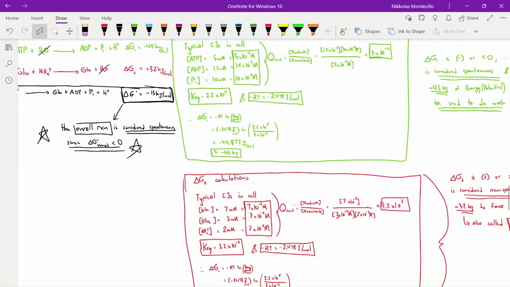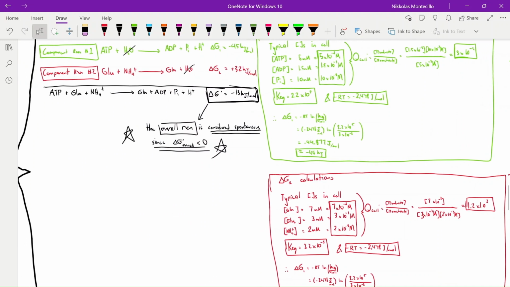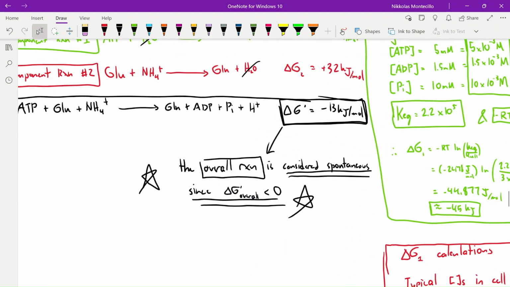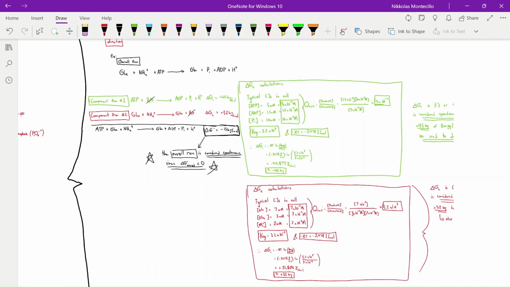If you can see the basic math, negative 45 plus 32 kilojoules per mole gets you negative 13 kilojoules per mole. And since that value represents the total amount of energy available for this overall reaction, we consider this overall reaction to be spontaneous. Hence, this reaction will occur naturally.